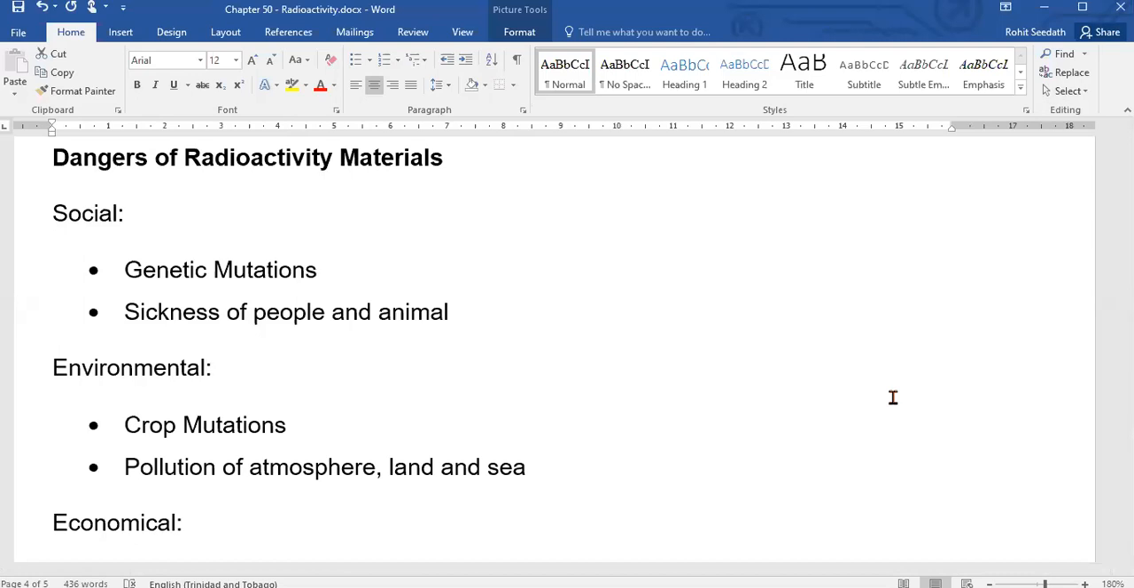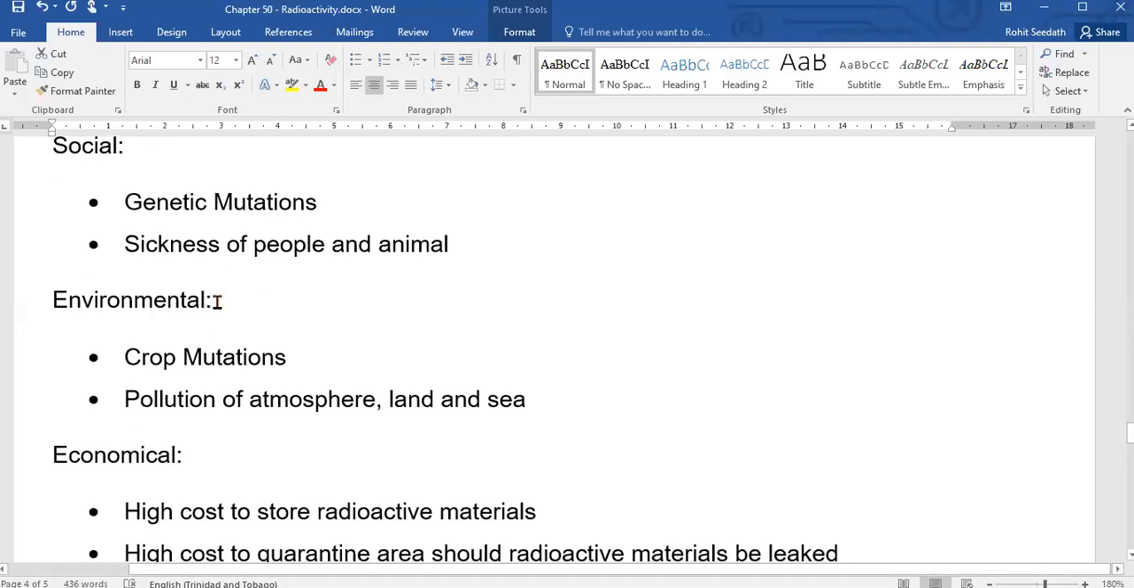Also, the dangers of radioactive materials to the environment: it could cause crop mutation and pollution of the atmosphere, land, and sea. When they say crop mutation, it could cause the crop to yield well. However, even if it yields well, once the crops mutate, our body wouldn't get accustomed to the structure of the complex crops, so we will be affected in the long run.